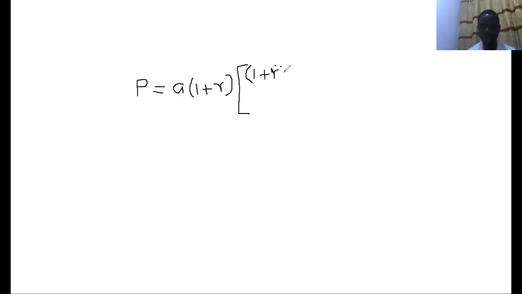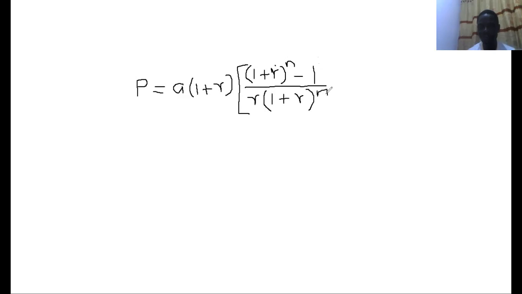All raised to N, where N is the duration of the loan. And then all minus 1 all over R, 1 plus R, all raised to N again. Okay, so this is the formula for advance payment.